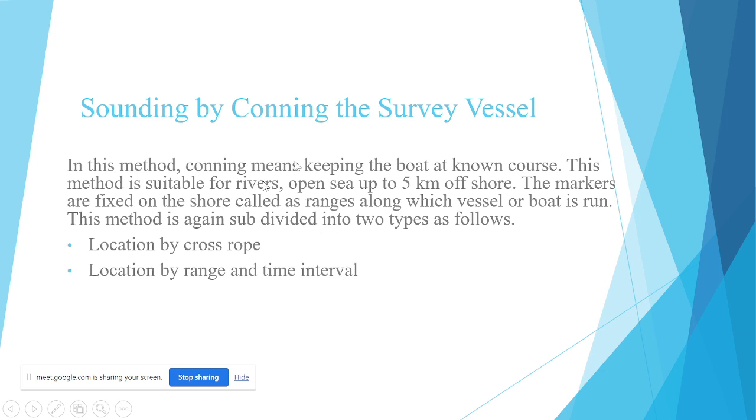Let's look at the first method, that is coning the survey vessel. In this method, coning means keeping the ports at a known course. Under this, we can choose a suitable stretch of open sea, that is the offshore of 5 kilometers, whereby we fix ranges on the shore along which the vessel or a boat is run. Under this also we have two methods: location by cross ropes, and location by range and time interval.